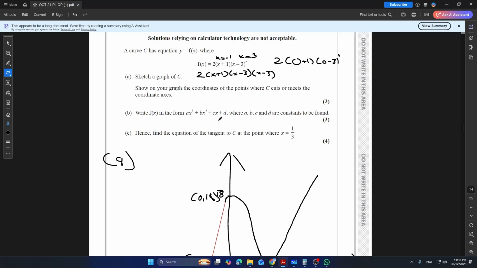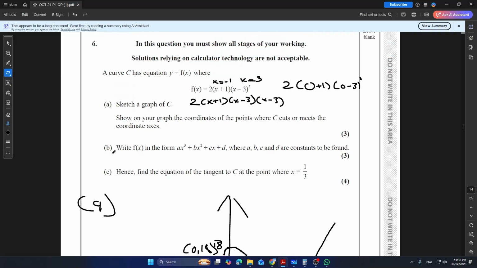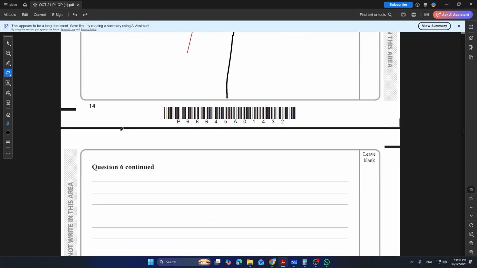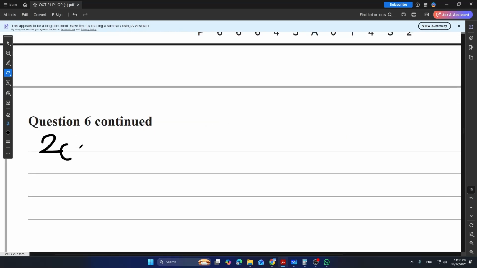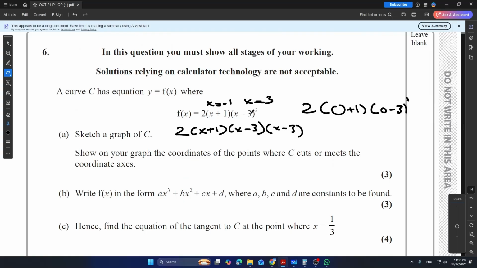Now, it says here, write f(x) in the form ax cubed plus bx squared plus cx plus d, where a, b, c, d are constants. This basically means expand this. That's it. So let's write it down and expand. It's very easy to expand. We just need to use our expanding skills. 2(x plus 1), and it's (x minus 3) squared, yeah? x minus 3 squared.